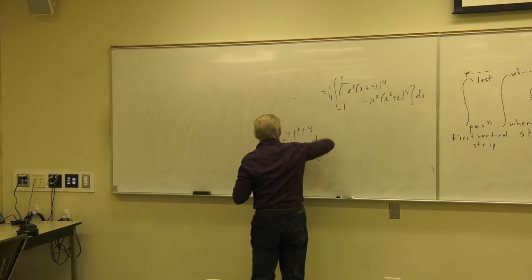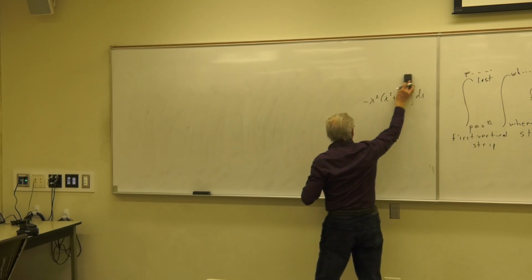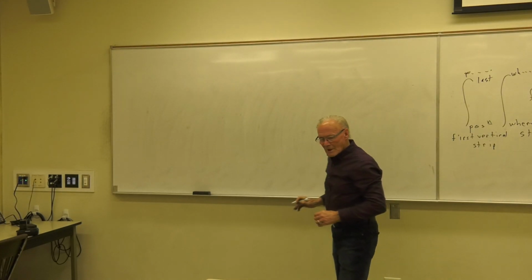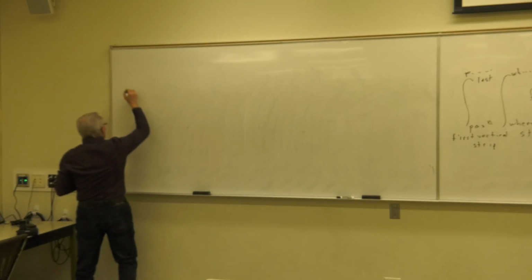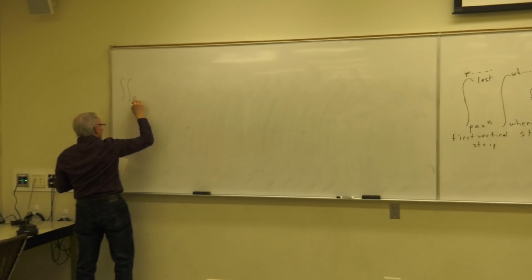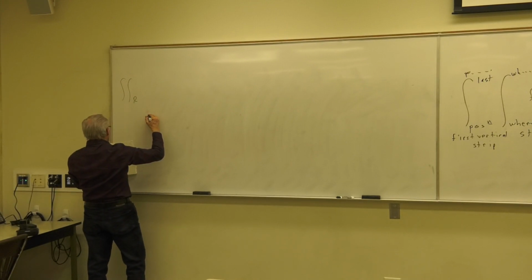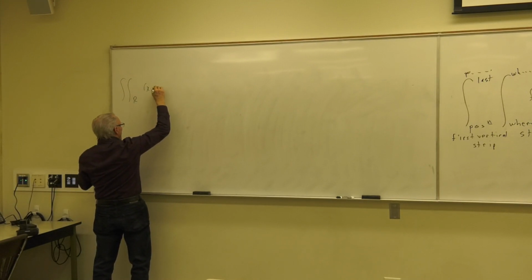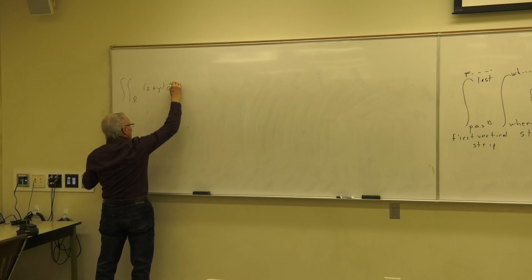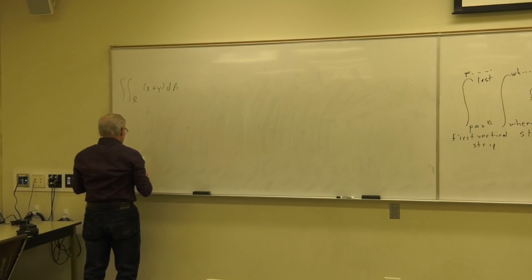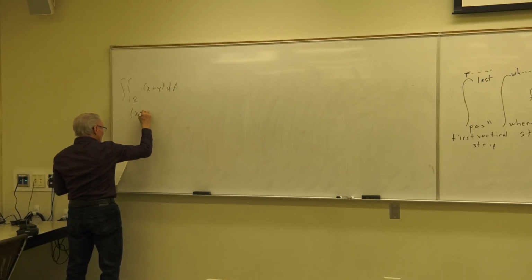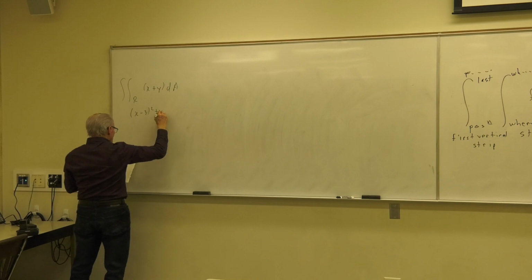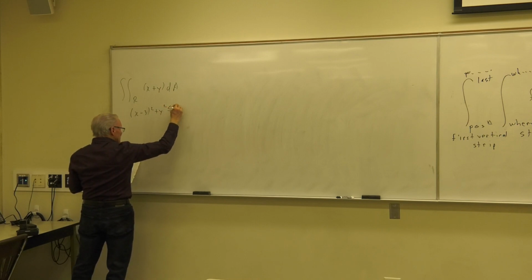Second example. Evaluate this double integral over region R of x plus y dA, where R is (x minus 3) squared plus y squared less than or equal to 9.